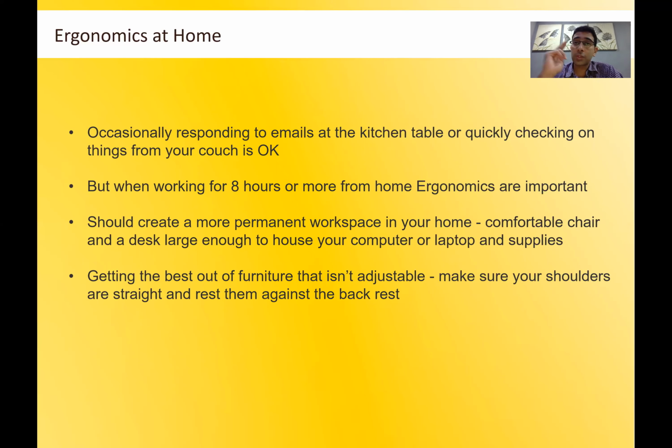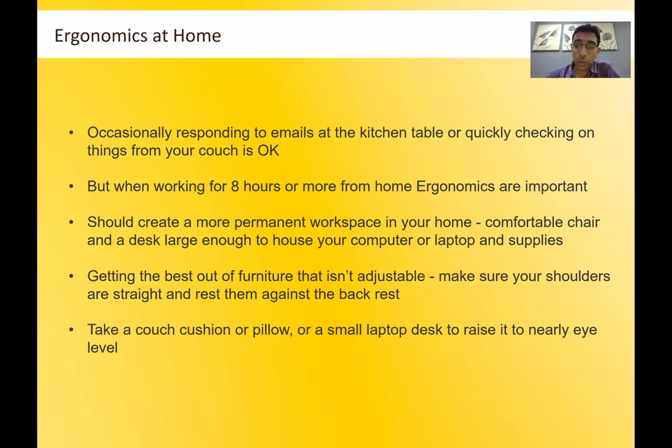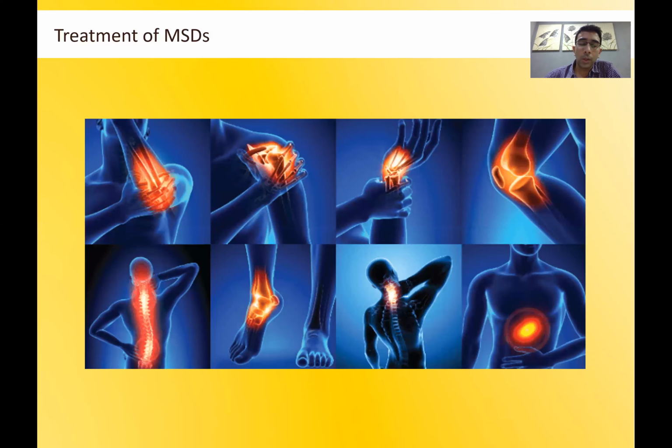For example, if you're sitting on a sofa which is very low and it's not able to reach the height of the table, prop yourself up with a couple of pillows. And if your desk is too low down and your laptop screen is too low down, put a couple of books underneath and raise the level of the laptop up. So you can use the word jugaad to create a nice workstation at home to make sure that you're doing things in an ergonomically correct fashion. Take a couch cushion, or a pillow or a small laptop desk to raise it to nearly eye level, as I just mentioned. Okay, now let's move on to when you actually get MSDs.